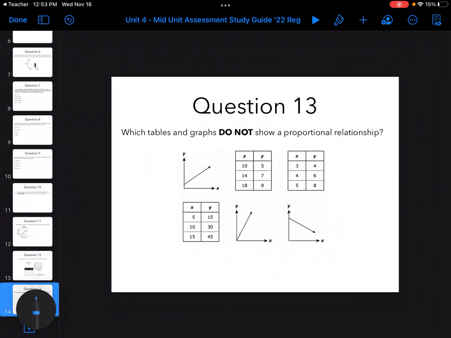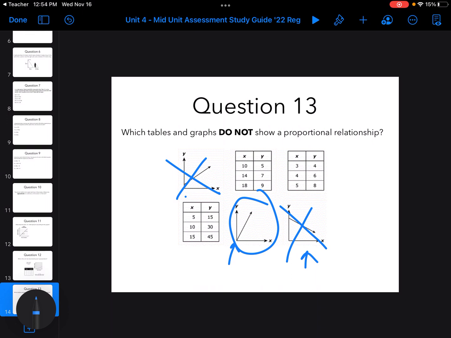Last one. Which tables and graphs do not show a proportional relationship? So remember, a proportional relationship means that, let's do the graphs first, that it starts at the origin and it goes in a straight line. So even though this one goes in a straight line, it doesn't start at the origin. Even though this one goes in a straight line, it doesn't start at the origin. And then when you divide y by x, you get the same value. So 5 divided by 10 is 1/2. 7 divided by 14 is 1/2. 9 divided by 18 is 1/2.